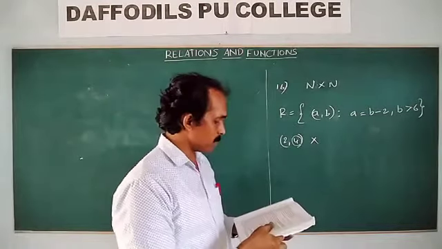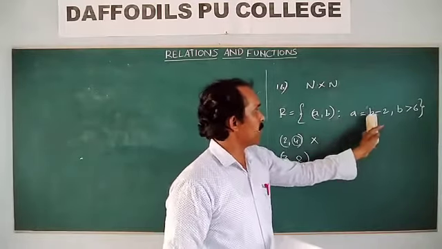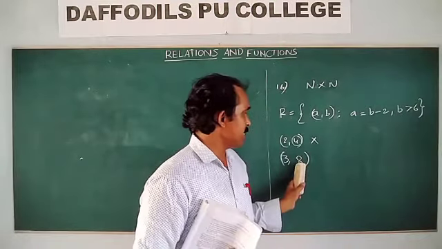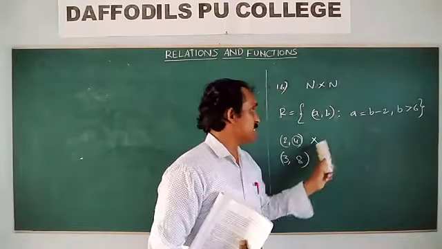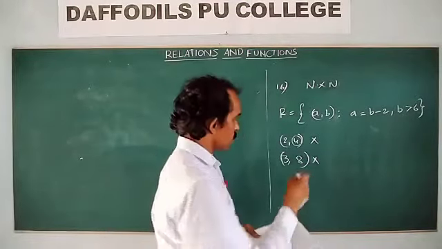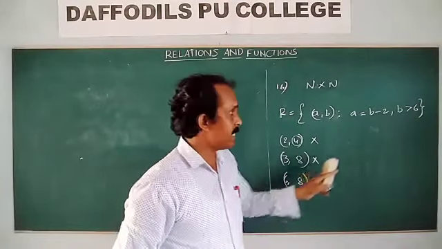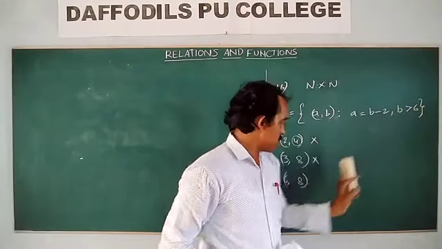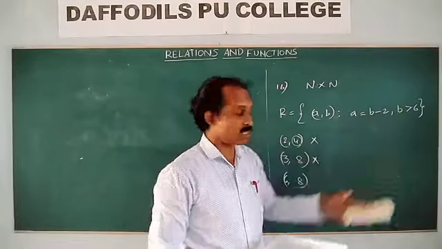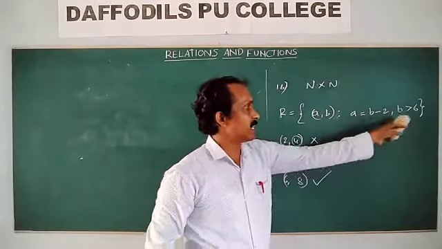Next, (3, 8). 3 is not equal to 8 - 2 = 6. Here b = 8 is greater than 6, but it does not satisfy the relation. Next, the third option, (6, 8). b means 8 here, and 8 is greater than 6. And here a = 6 equals 8 - 2 = 6. It satisfies both the relation and the condition.